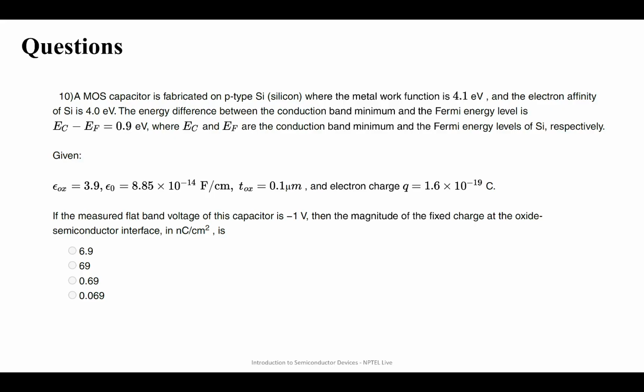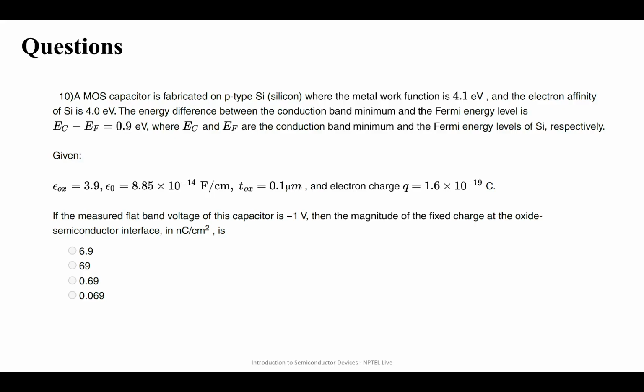Question number 10. A MOS capacitor is fabricated on P-type silicon where the metal work function is 4.1 electron volts and the electron affinity of silicon is 4 electron volts. The energy difference between the conduction band minimum and the Fermi energy level is EC minus EF equals 0.9 electron volts, where EC and EF are the conduction band minimum and the Fermi energy levels of Si respectively.